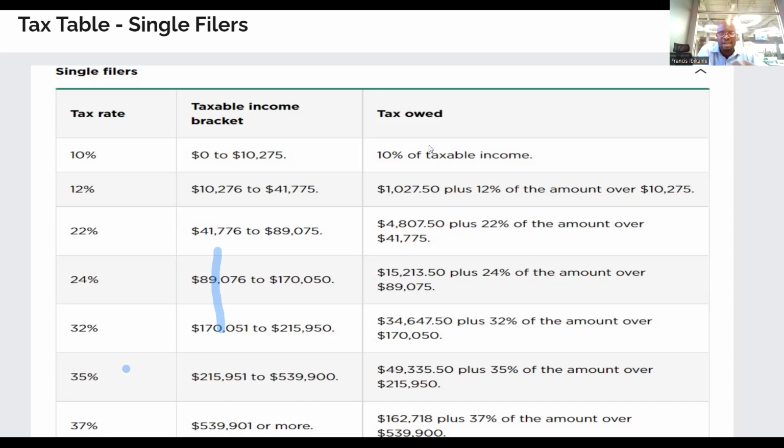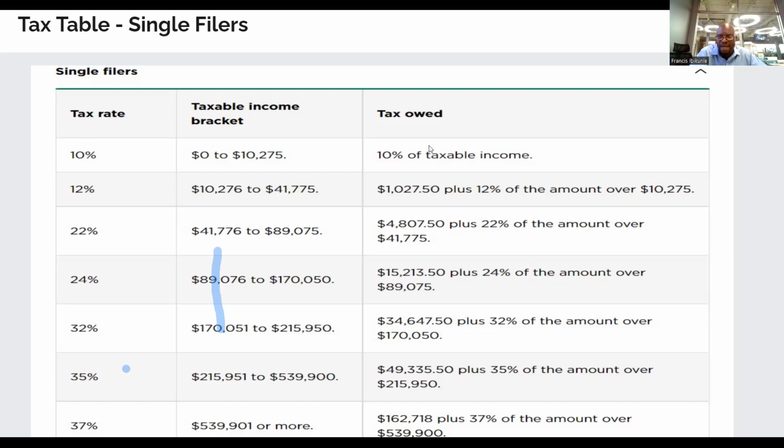Okay, look at the 10%. If your taxable income is between 0 and $10,027, then you fall on the 10% rate. So let's say you make $10,000. Your taxable income is $10,000, so you fall on the first tax rate, which is 10%. The tax you owe will be 10% of 10,000, which is $1,000. That's how much you are going to be owing in taxes.